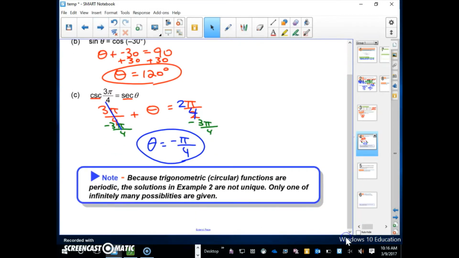Down at the bottom it says these are periodic functions. And so what that means is if you added 360, you're back in the same place. Add 360, add 360. Or in radians, you add 2 pi, add 2 pi, add 2 pi, you're back in the same place. And so what that means is there's maybe more than one answer. Okay? Infinitely many possibilities are given. We just found one of those answers.